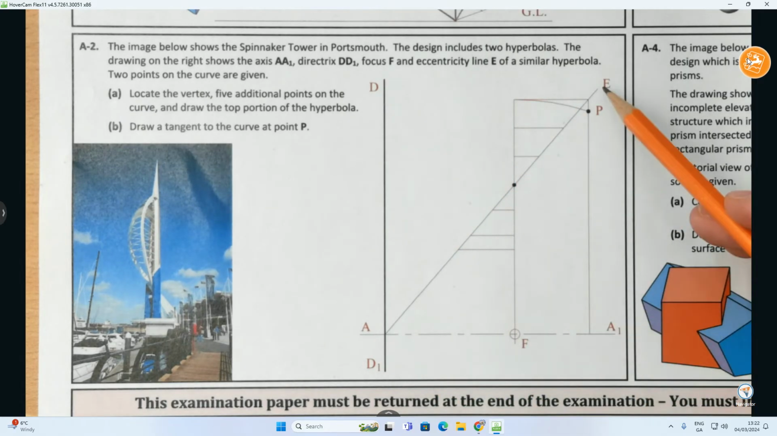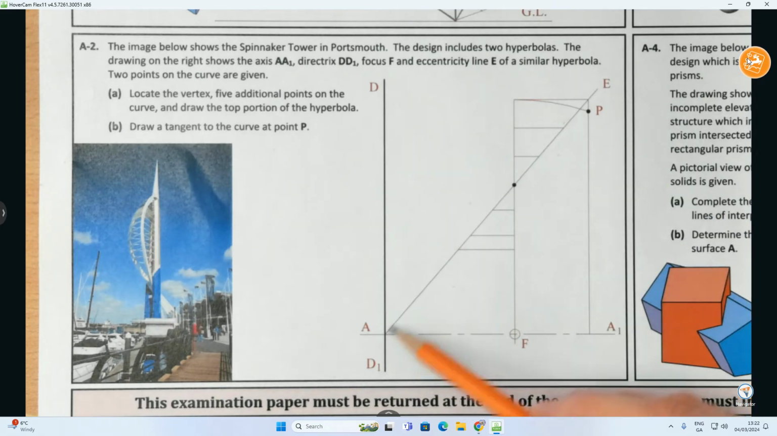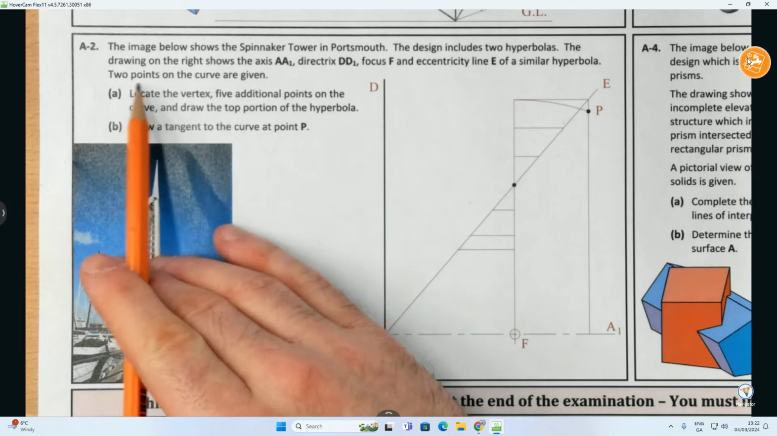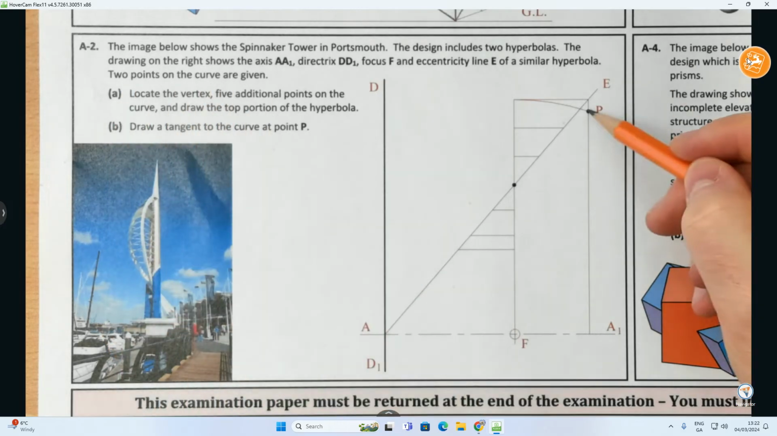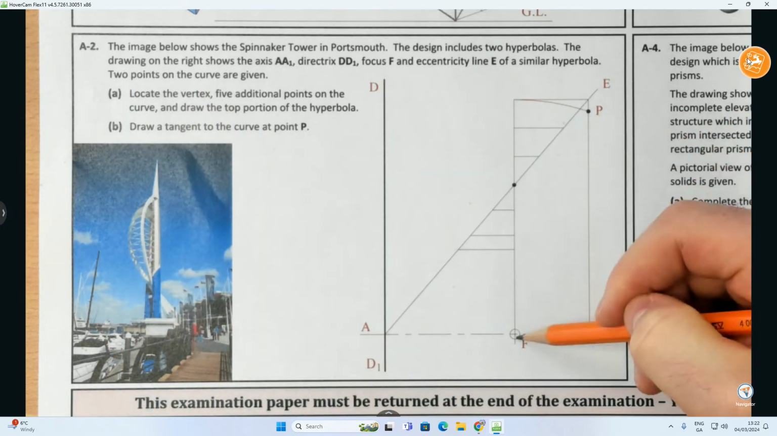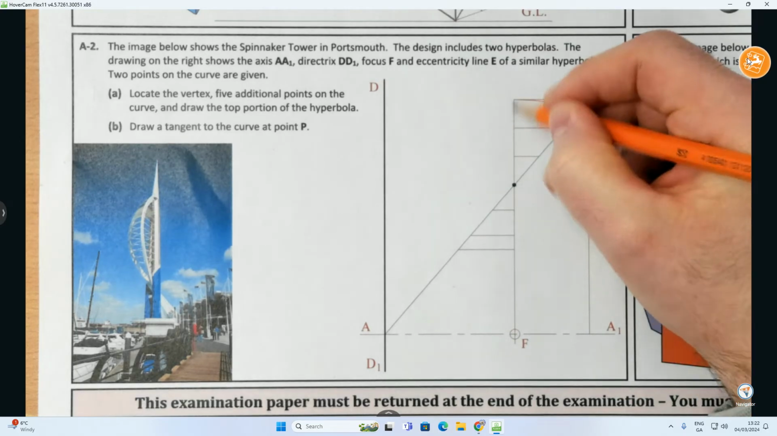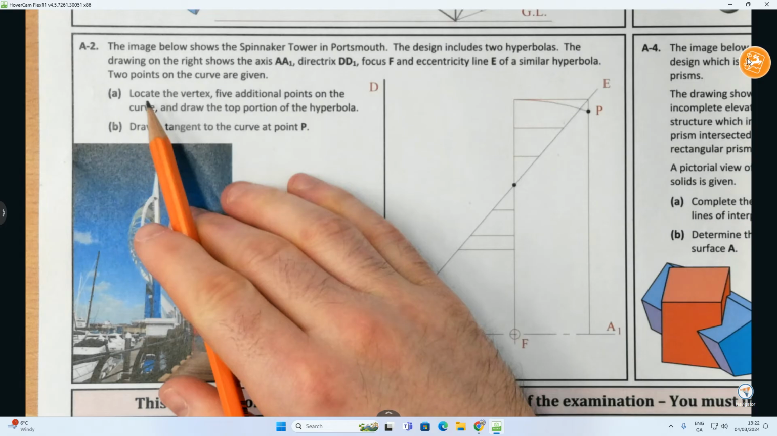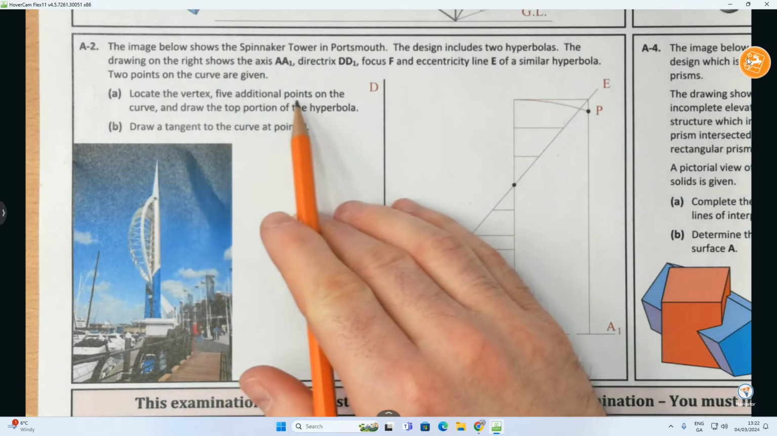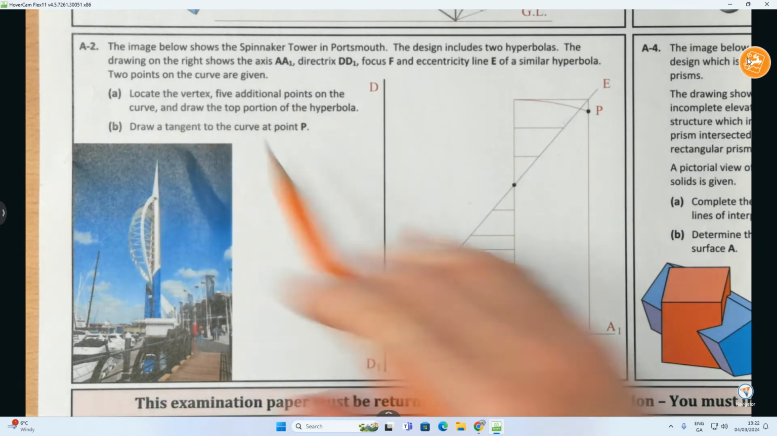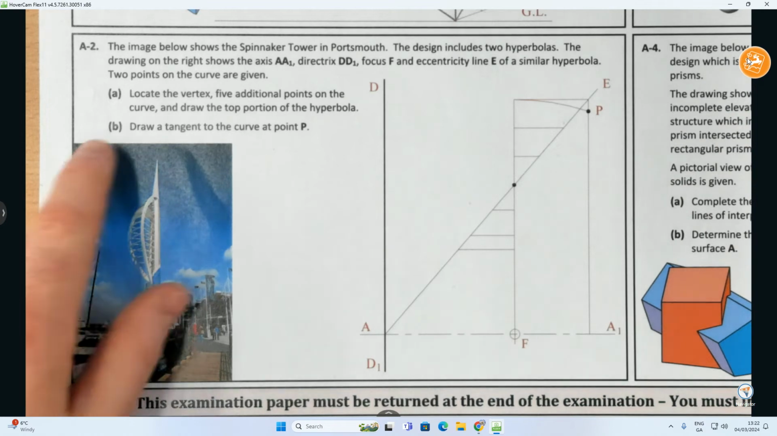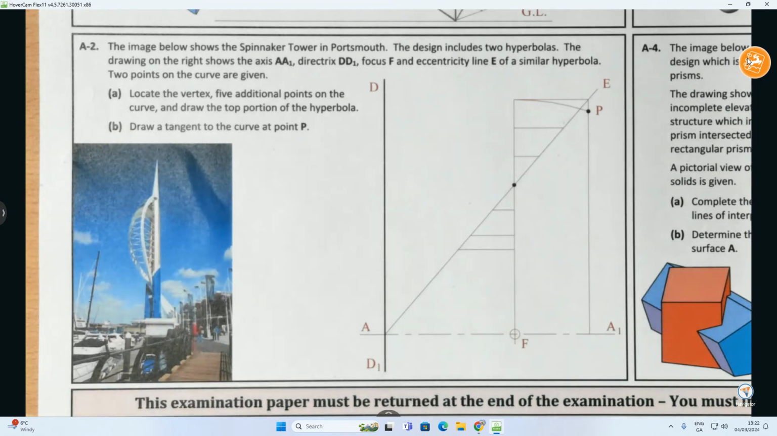That is our line of the eccentricity where the axis cuts the directrix. You start from there, that'll give us your eccentricity line. 2 points on the curve are also given. They've given us a point P and a point directly above the focus where it hits the line of eccentricity is also a point. That line there would be called the latus rectum. Part A, locate the vertex and 5 additional points on the curve and draw the top portion. We only have to draw the top portion of the hyperbola. Part B, draw the tangent to the curve at point P.